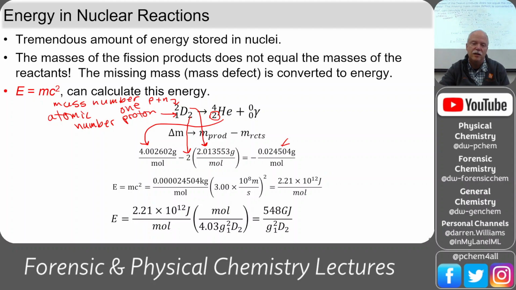So if you're talking about per mole, it's 4.03 grams per mole of deuterium. And so that's 548 gigajoules per gram of deuterium. Gigajoules per gram, okay? This is what we get from oil: 45 gigajoules per ton of oil.